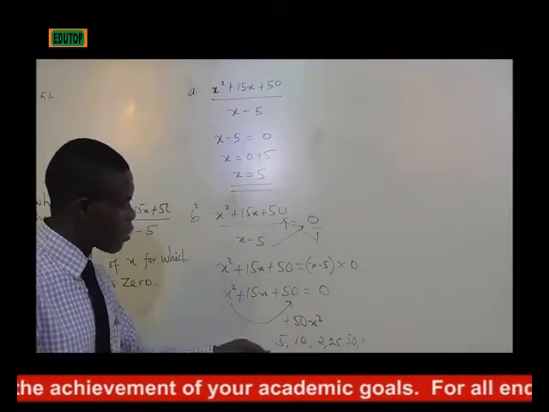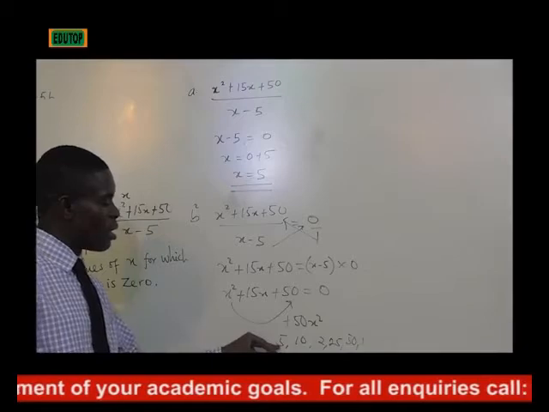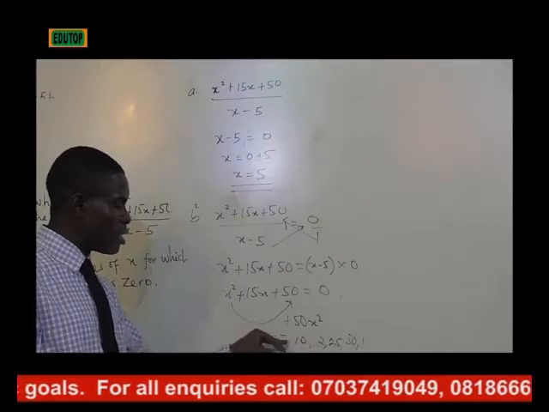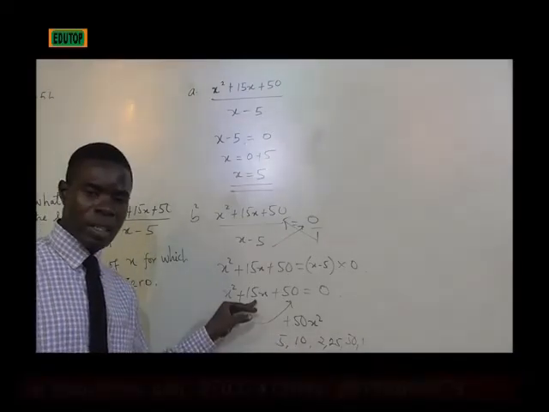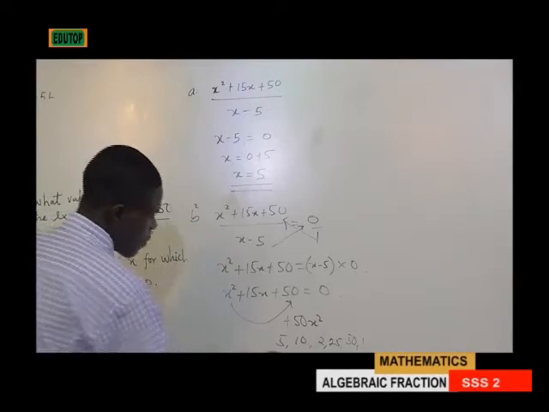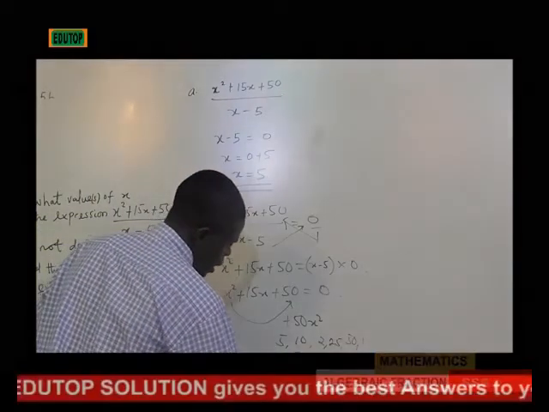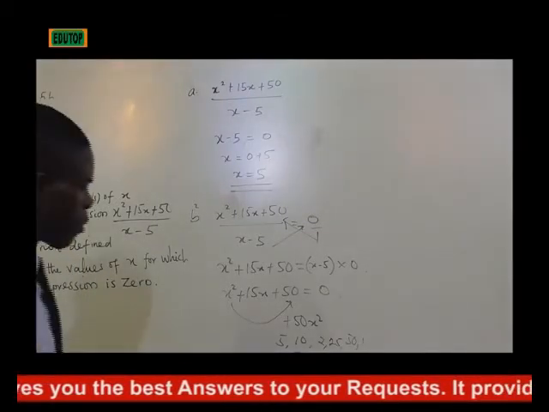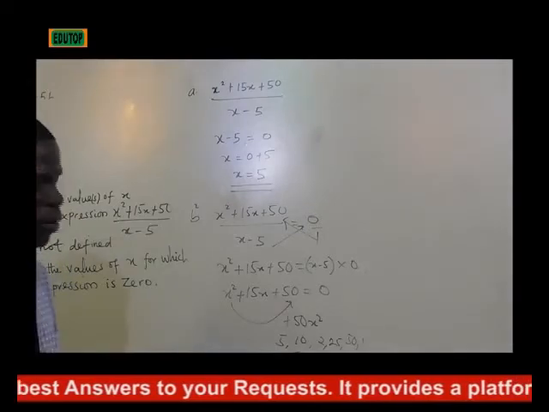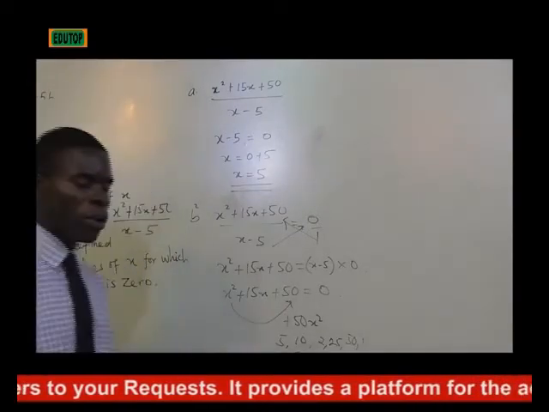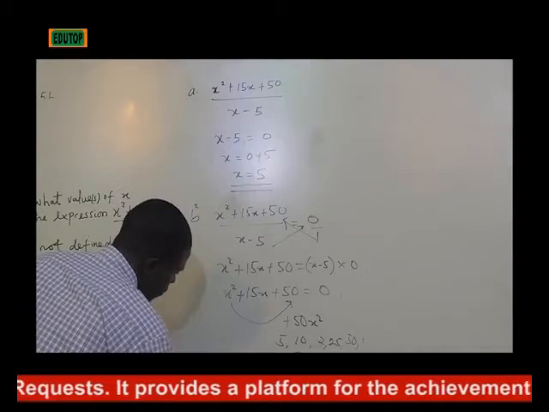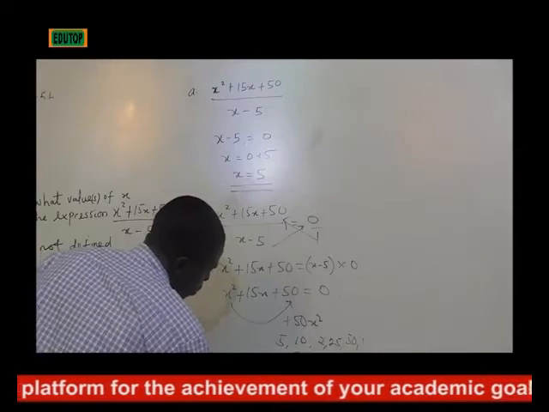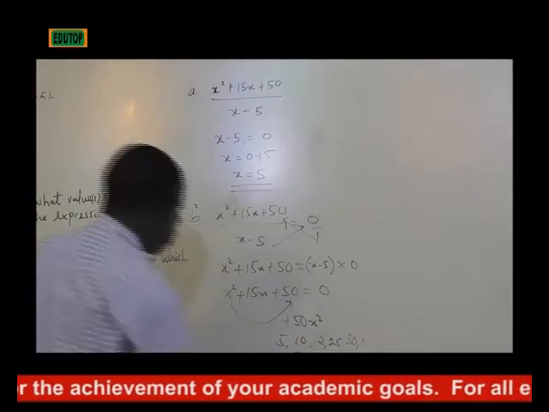And by mere looking at what we have, we know that this multiplied by this will definitely give us plus 50. Then this plus this will definitely give us 15. So automatically, this 5x, 10x will definitely be the factors we are looking for. So anywhere we see plus 15x, we replace it with plus 5x plus 10x. And by doing that, we have x squared plus 5x plus 10x plus 50 equal to 0.